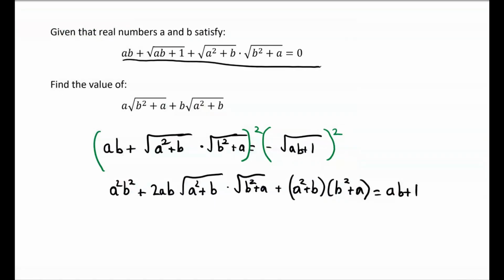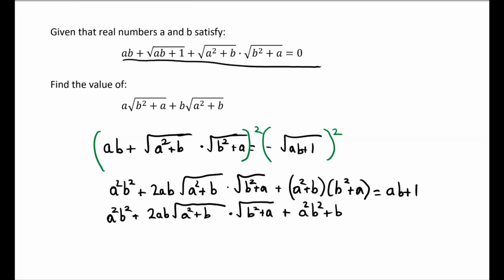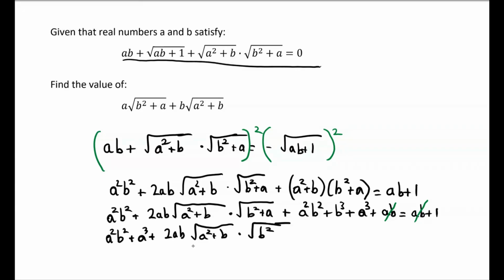The next thing we're going to do is expand the bracket on the left hand side of the equation. And now we can cancel out this term, and this is going to give us a squared b squared plus a cubed plus 2ab multiplied by the square root of a squared plus b multiplied by the square root of b squared plus a squared b squared plus b cubed is equal to 1.